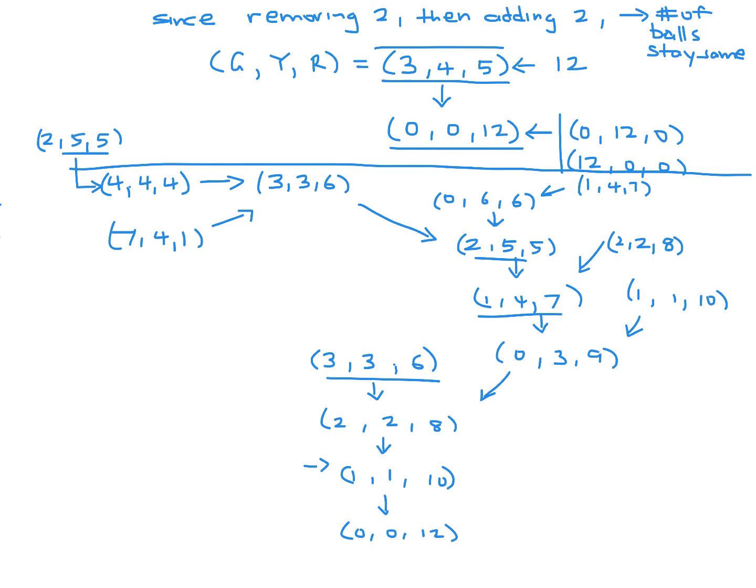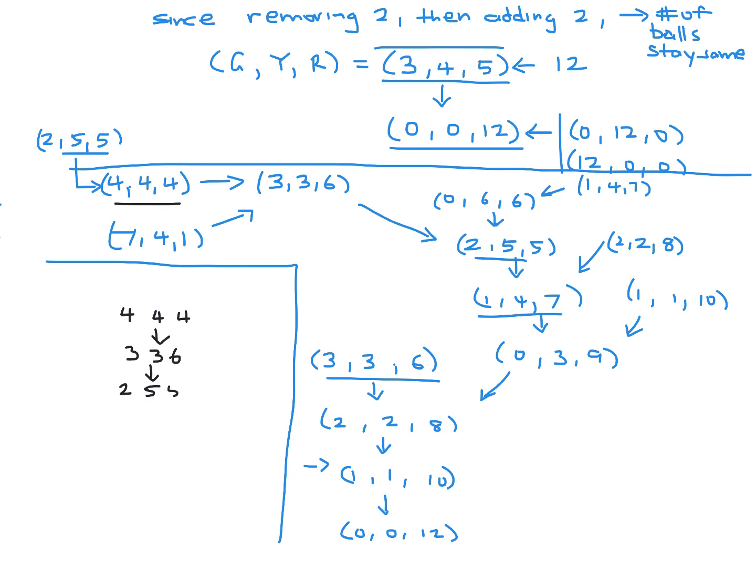So for example, one such circle, I'll illustrate it for you, is let's say you started with this 4, 4, 4. It would go to a 3, 3, 6, right? Then you'd go to a 2, 5, 5. Then you go to a 1, 4, 7, and then a 0, 3, 9, and then a 2, 2, 8, and then a 1, 1, 10, and then a 0, 0, 12. And this 4, 4, 4, you can get to from a 2, 5, 5, and the 2, 5, 5 you can get to from a 0, 6, 6, and so on. It all goes round and round and loops.